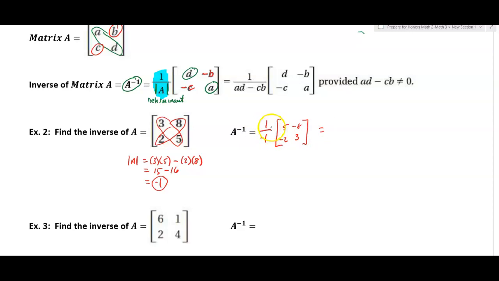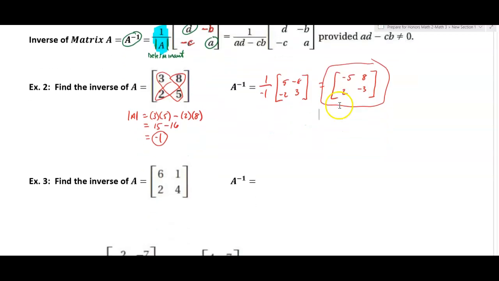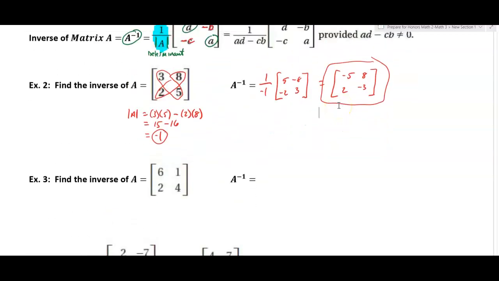So negative 1 times 5 is negative 5. Negative 1 times negative 8 is 8. Negative 1 times negative 2 is 2. Negative 1 times 3 is negative 3. And this would be the inverse of matrix A. Now the second one. Same process, guys. Once you know how to do one, they're all the same.